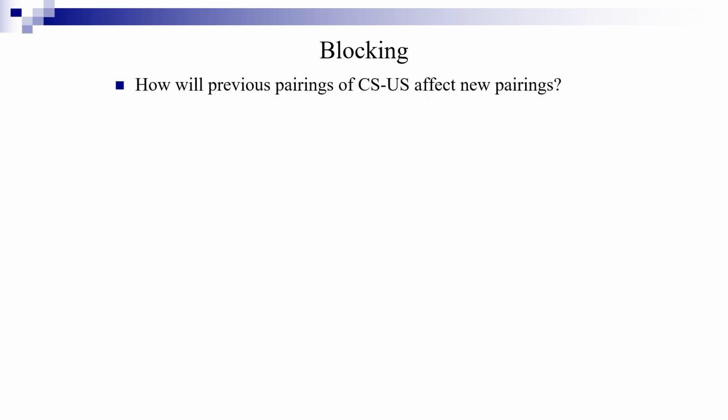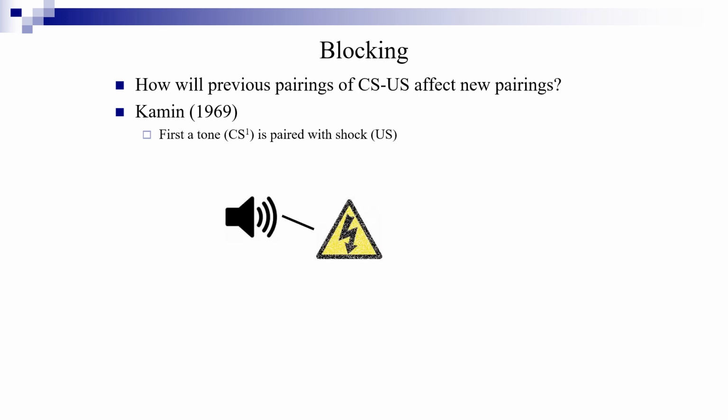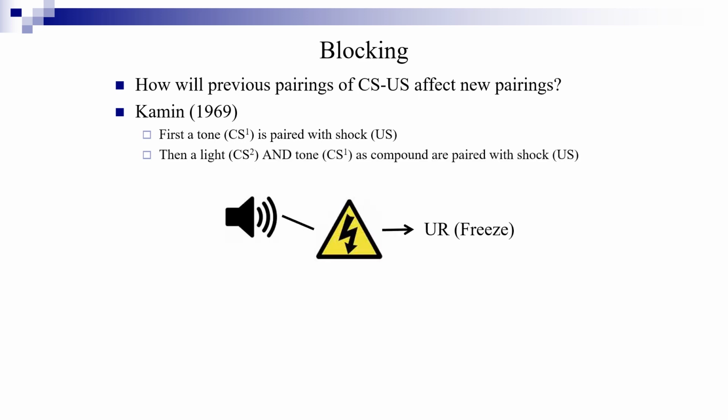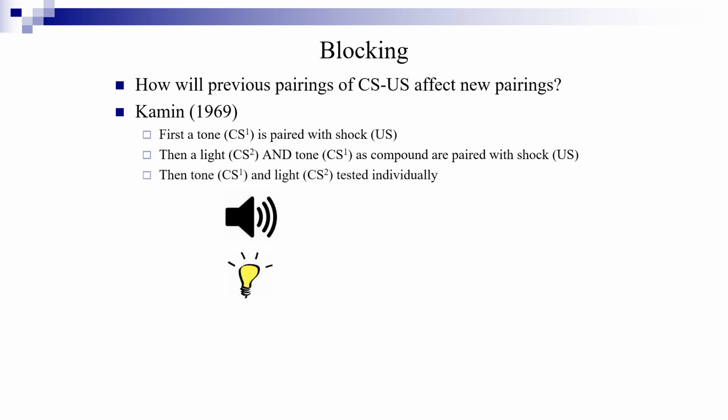The next thing we'll look at is called blocking, and this is more looking at how previous pairings of a CS and US affect new pairings. This is a study done by Kamin in '69. So he used a tone, which would be the first conditioned stimulus, paired with shock. Of course, tone paired with shock would yield some sort of freezing response. And then they used a light as the second conditioned stimulus, and they paired the tone and light together as a compound and paired that with shock, just like that.